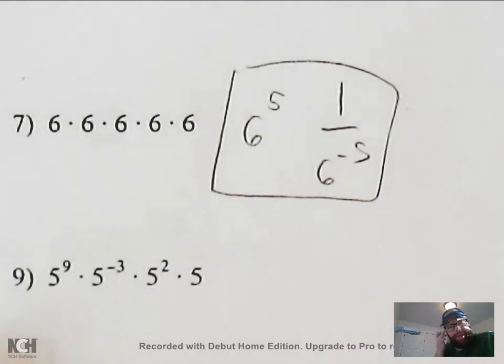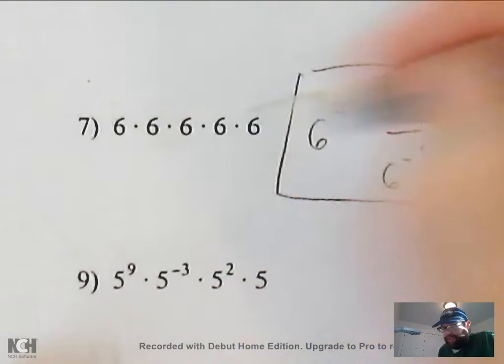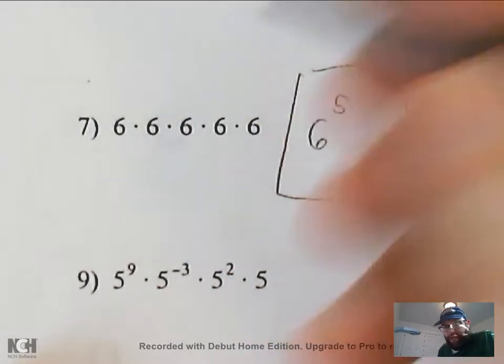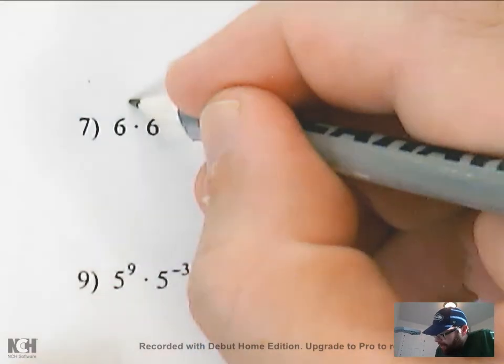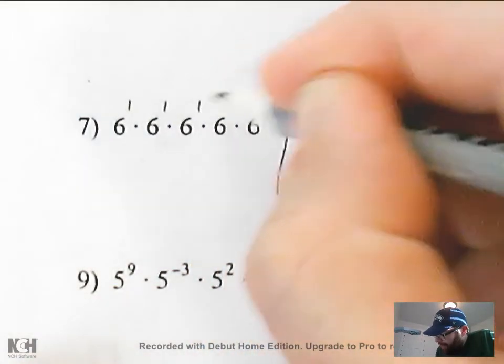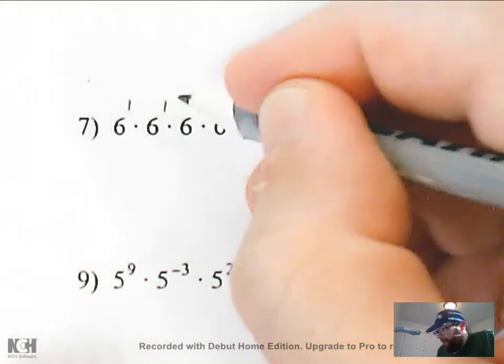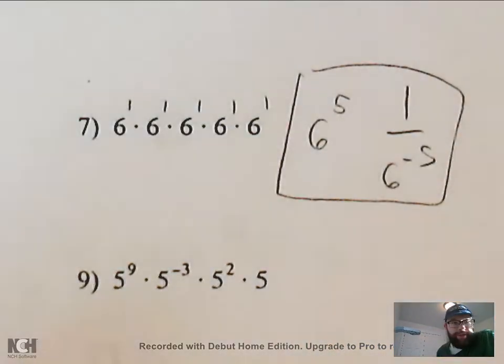Another way you could think of it is these are 6 numbers with the same base multiplying, so you would add their exponents. But there's no exponent there, right? Again, if there's no exponent, there's an imaginary 1 there. So it would be like 1 plus 1 plus 1 plus 1 plus 1 plus 1, which is 5, right? So you get the same answer. But just another way of thinking about it.